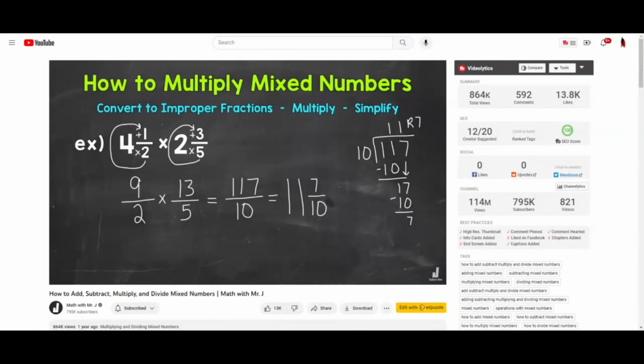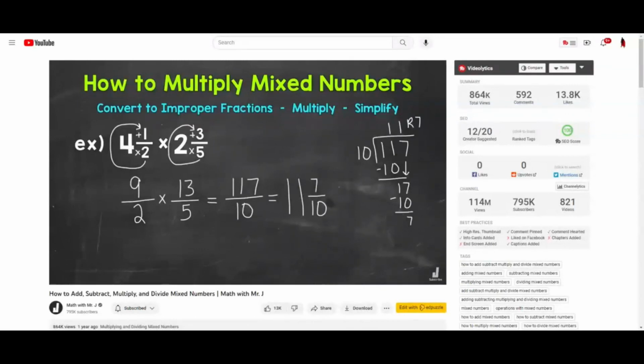So just to recap how we converted from an improper fraction to that mixed number, we did 117, the numerator, divided by 10, the denominator. So how many whole groups of 10 out of 117? 11. Then we have a remainder of 7, which is our numerator, and we keep our denominator of 10 the same.